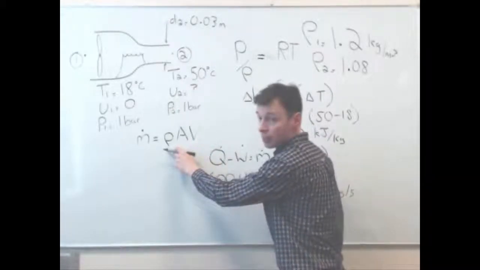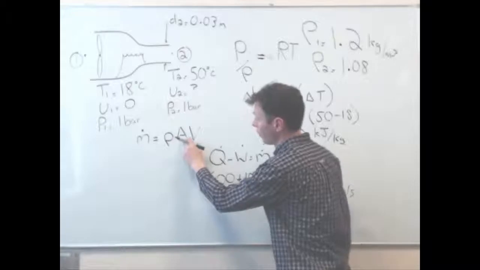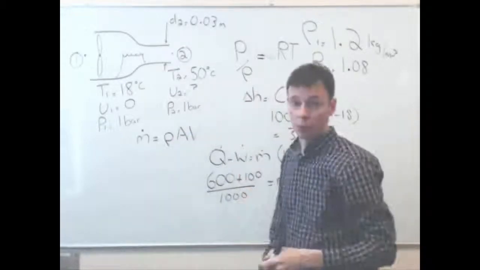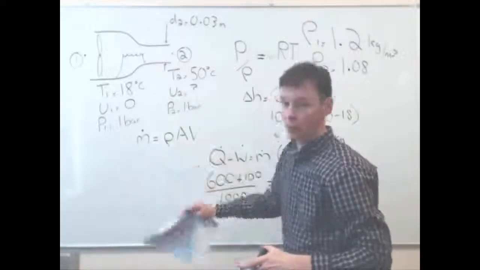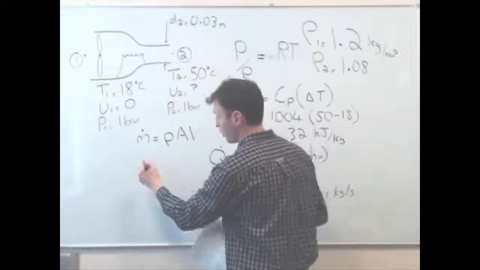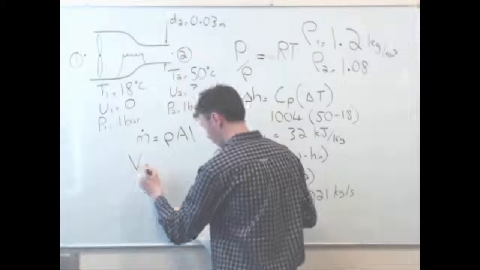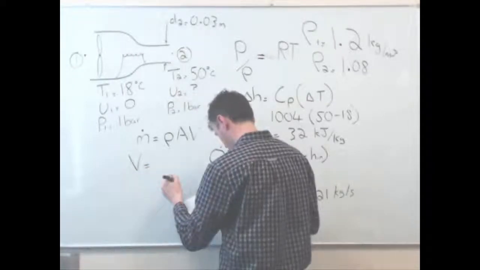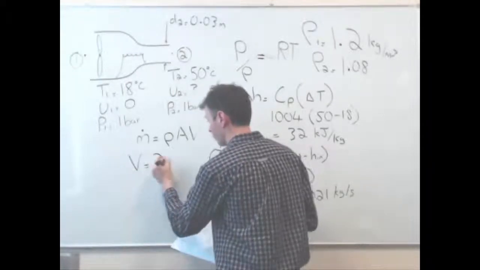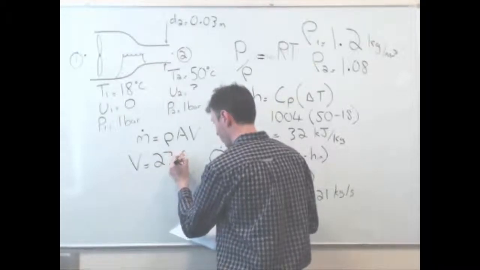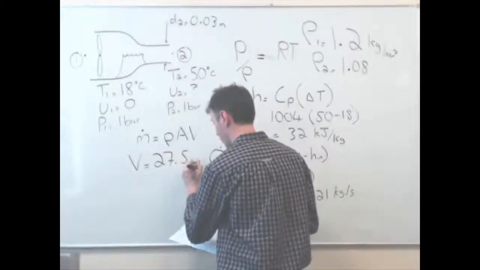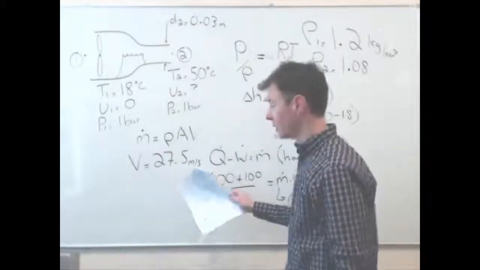We've got the outlet density, 1.08. We've got the area, because we know the diameter, 0.03 meters. And we've just worked out the mass flow rate. So work this through. So 27.5 meters per second.